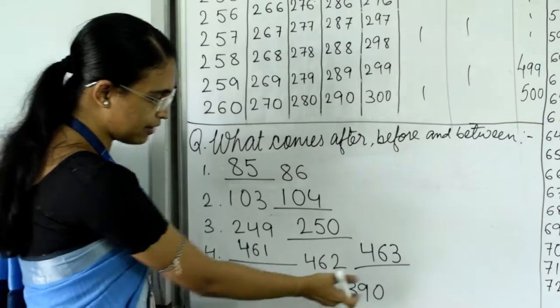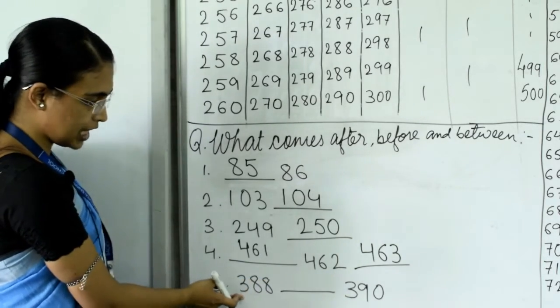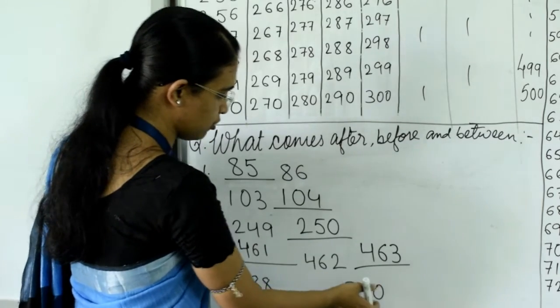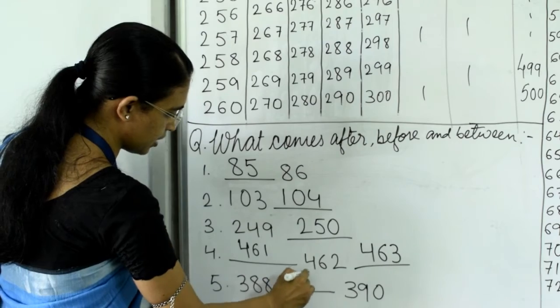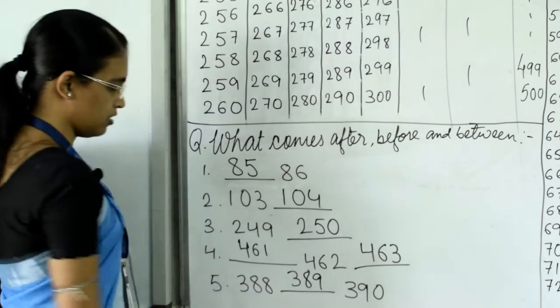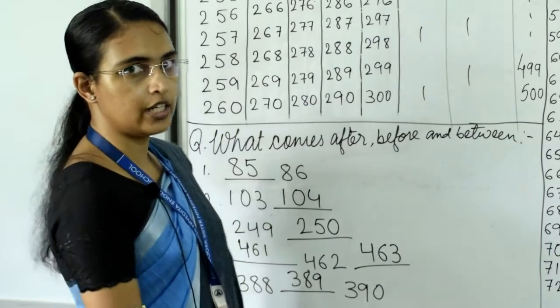Now question number 5. Here what we have to find out? We have to find out between numbers. So 388 and 390. What comes in between these two numbers? 389. So in between 388 and 390, 389 will come.